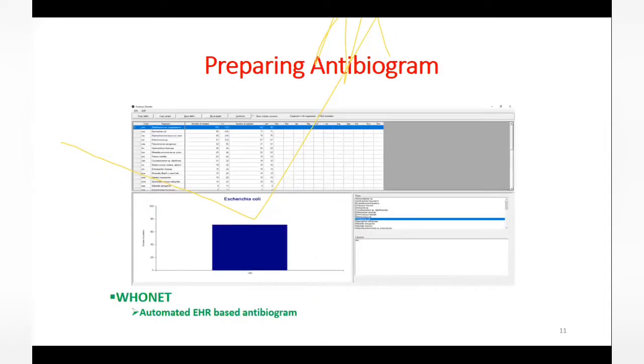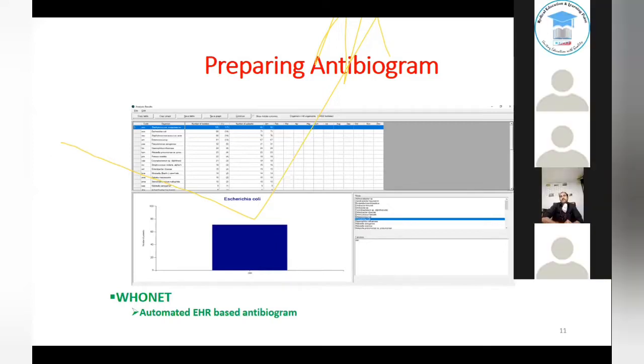So we have WHONET. In most healthcare settings, antibiogram preparation is manual, but there is a software called WHONET. It is an automated, electronic health record based antibiogram. It's a software which can be used for making antibiograms. It is freely available on the internet, and we can make use of this WHONET.